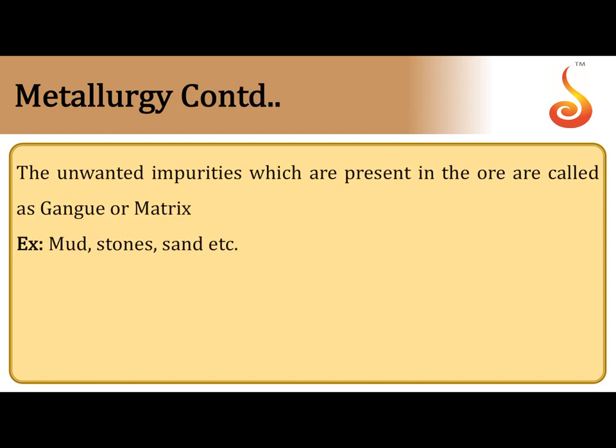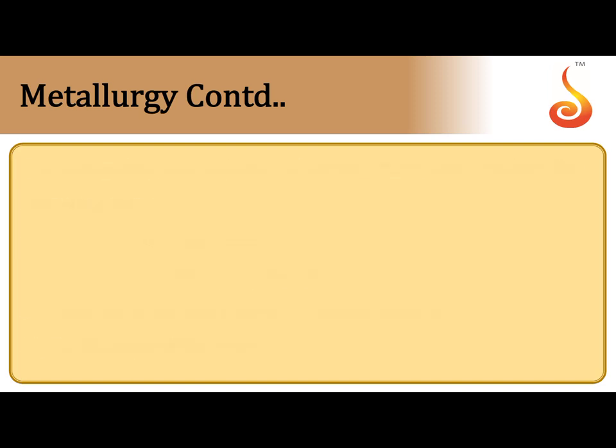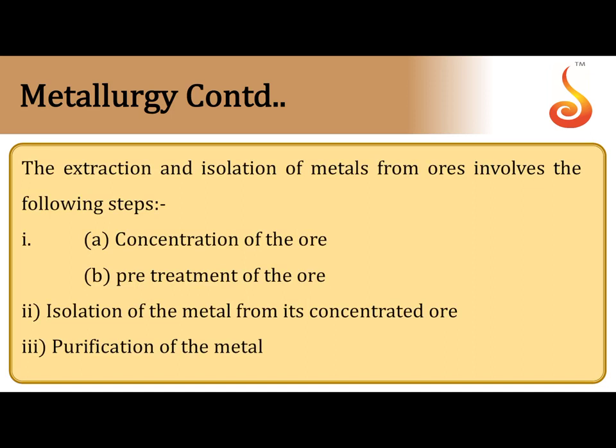The unwanted impurities which are present in the ore are called gangue or matrix. There is some terminology in metallurgy. Example, mud, stones, sand, etc. The extraction and isolation of metals from ores involves the following steps. First, concentration of the ore by removing all impurities by selecting a suitable method. When impurities are removed from the ore, that process is called concentration of the ore or purification of the ore.